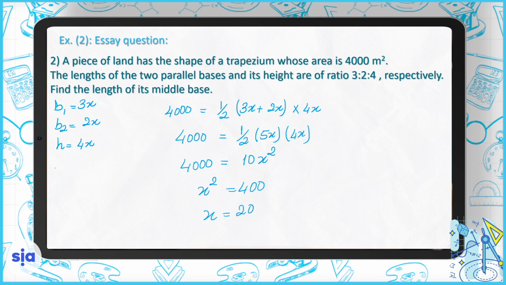As long as we got the value of x, B1 is 3 times 20, which is 60 centimeters. B2 is 2 times 20, which is 40 centimeters. H is 4 times 20, which is 80 centimeters. The question is asking you to find the length of the middle base.